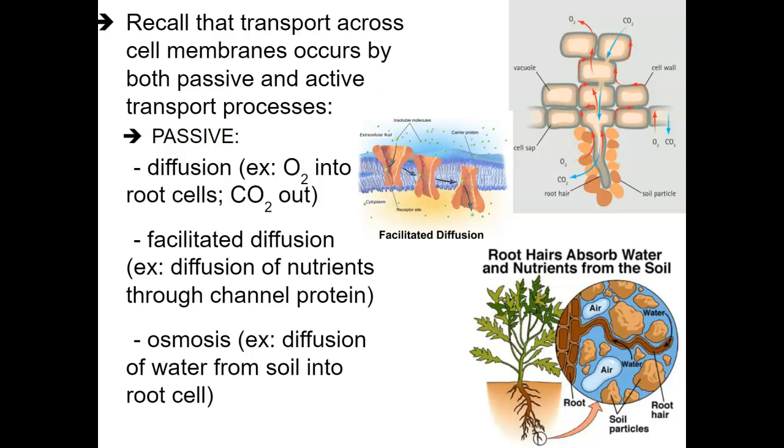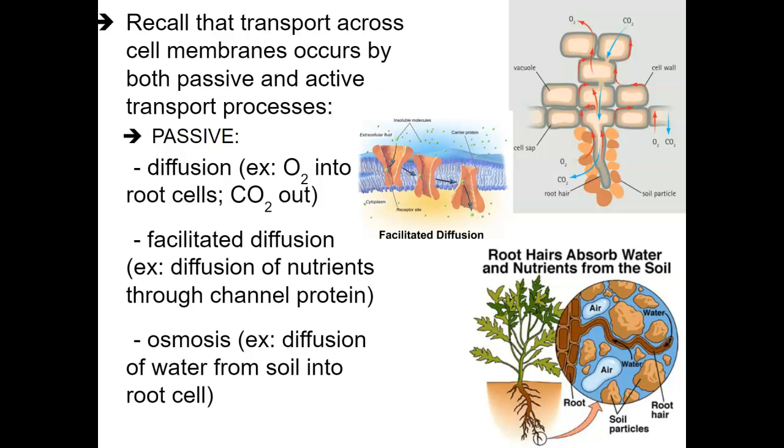The first type we said was called diffusion or simple diffusion, same thing. In diffusion, molecules are moving straight through a plasma membrane or straight through a lipid bilayer from high to low concentration. So really good examples of this would include in the root cells, oxygen diffuses into the root cells. It's going to use this oxygen for cellular respiration, and then CO2 will diffuse out of the root cells.